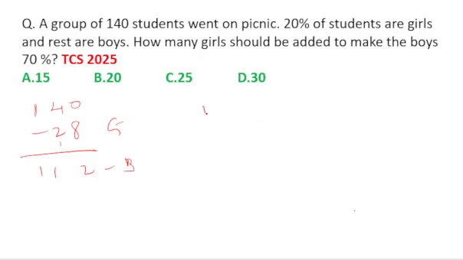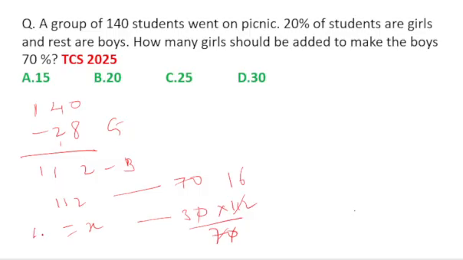It means that this 112 is 70%. So the 30% equals how many girls? So we do the calculation like 30 into 112 upon 70: 7 1s are 7, 7 6s are 42, 7 4s are 28... we get 48. It means in total 48 girls are there.